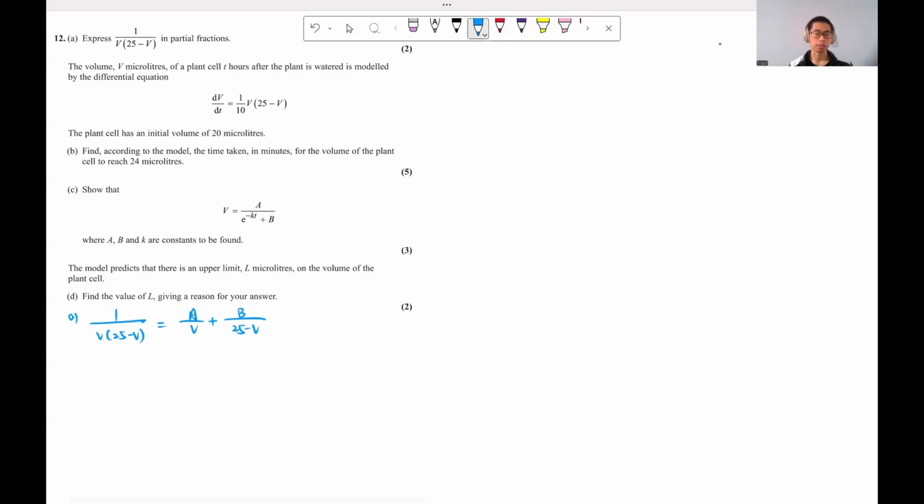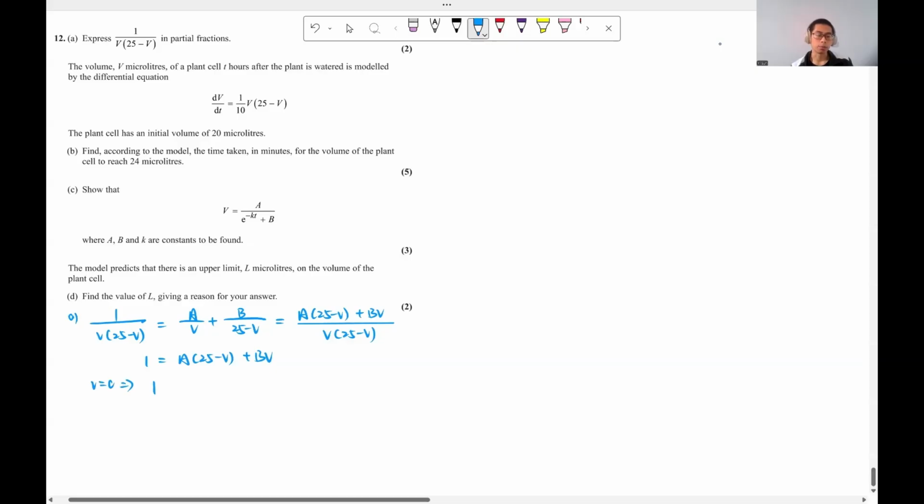over 25 minus v. So if we make them the same denominator, so the first one we need to times by 25 minus v, and then the second one we need to times by v. So then that would be the same denominator as the other side. So we have 1 is equal to A times by 25 minus v plus B times by v. So if we let v equal to 0, then we will have 1 is equal to 25 times by A. So A is equal to 1 over 25.